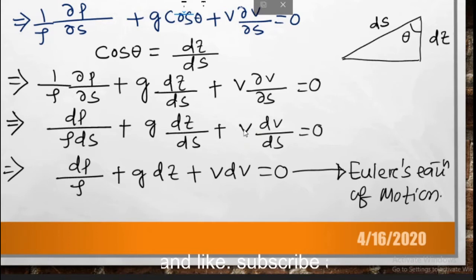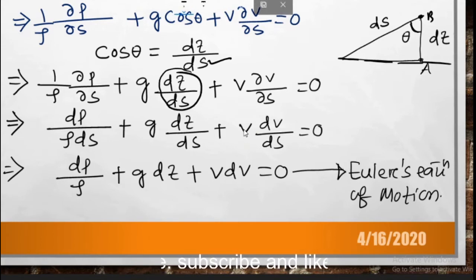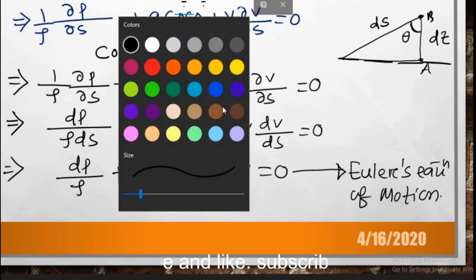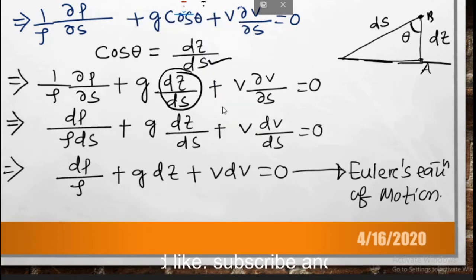Now this is the axis, this is the ds, this is point A, and this is my point B, and this is the elevation, my datum line that I have taken, and this is dz distance, and this one I have considered theta. So cos theta, if you write down from this one, is dz by ds. If you put dz by ds, and this is coming out to be v into dv by ds. Now in the final equation, the velocity is only a function of space.